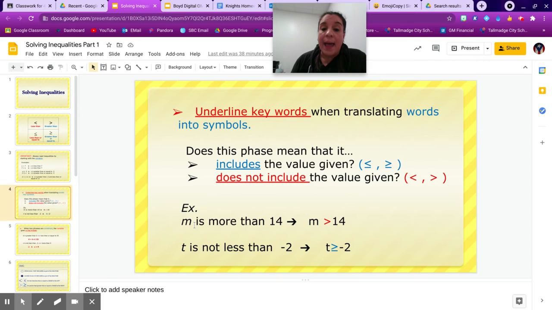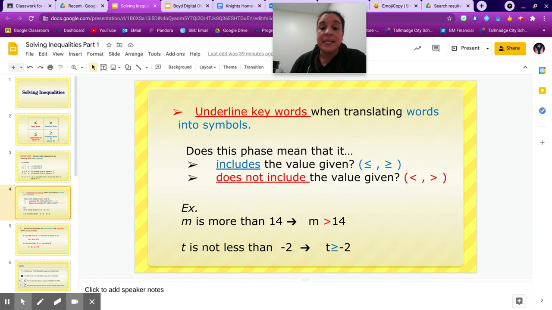So here's two examples. For example, m is more than 14. Can m equal 14? In this case, no. M has to be more than 14. So our inequality would be m is greater than 14. 14 is not included in the solution.